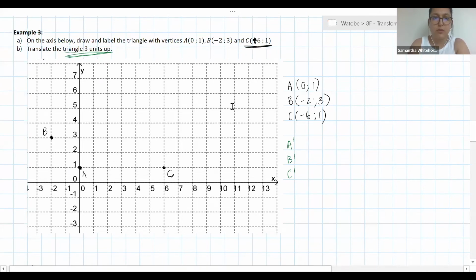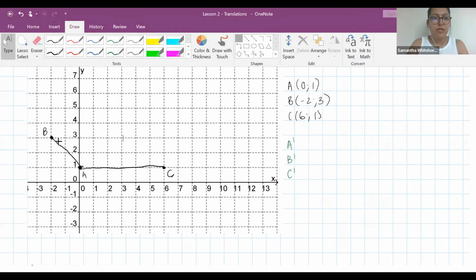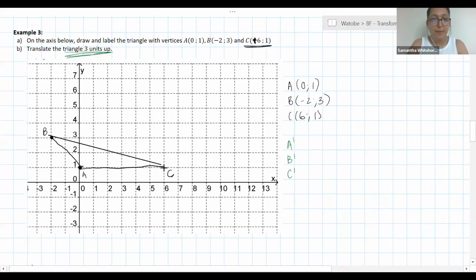So C, we're going to (6, 1). Otherwise, we're not going to have space to plot it. So with a ruler, sorry, my straight lines just weren't working. There is my triangle, and we want to move that triangle 3 units up. Okay, it's a beautiful triangle. I'm not an artist, as you can see.